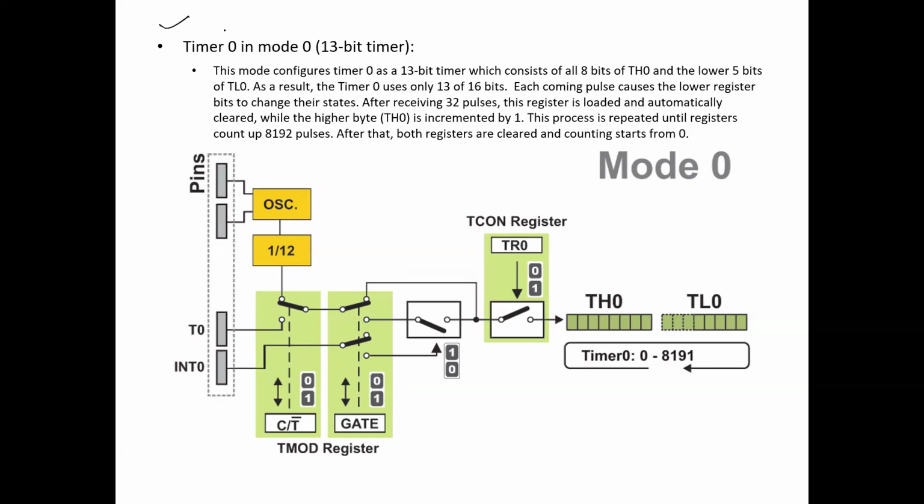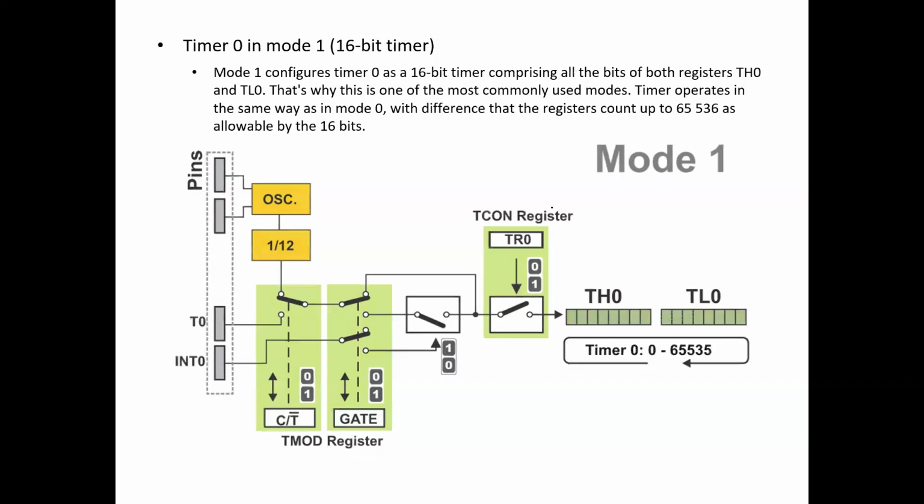Each coming pulse causes the lower register bits to change their states. After receiving 32 pulses, this register is loaded and automatically cleared, while the higher register TH0 is incremented by 1. This process is repeated until the registers count up to 8192 pulses. After that, both registers are cleared and counting starts from 0.